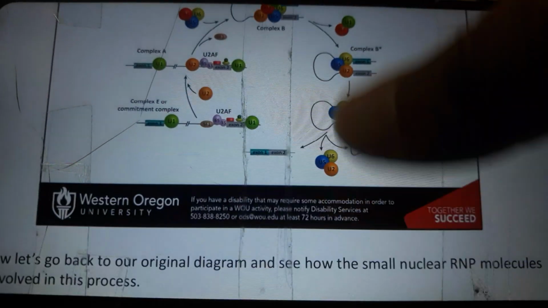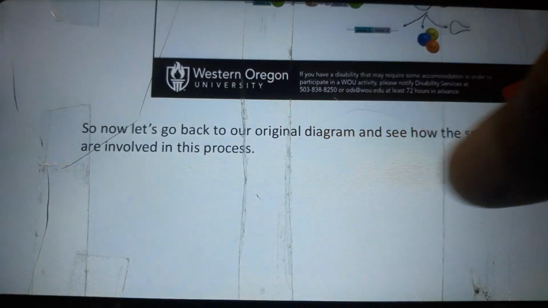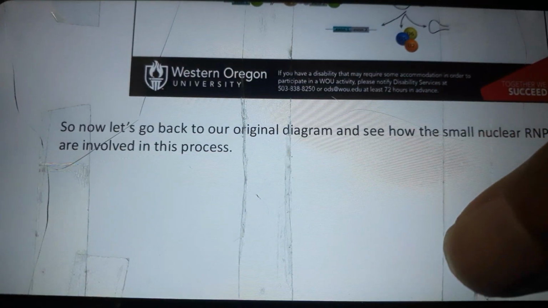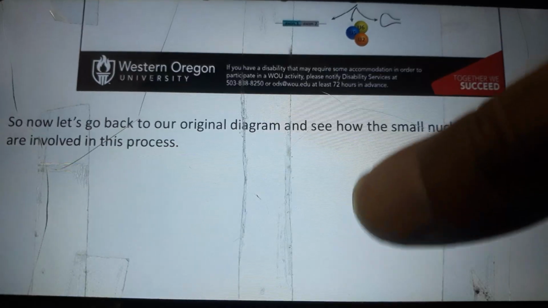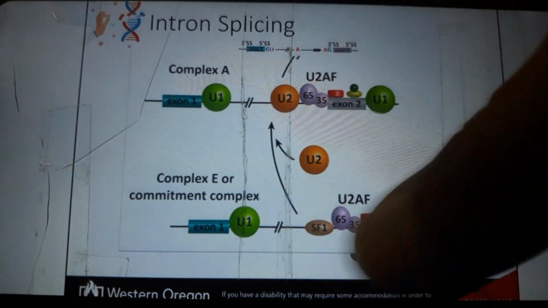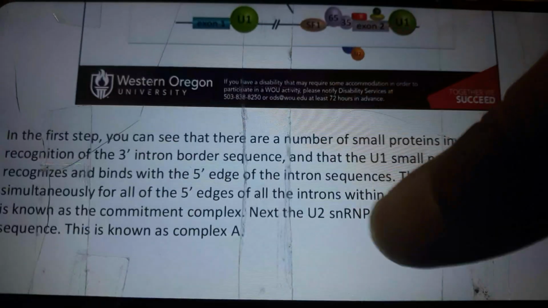Intron splicing. We need to go back to the original diagram and see how the small nuclear RNP molecules are involved in the process. So intron splicing: complex A, U2AF, from here, the commitment complex.